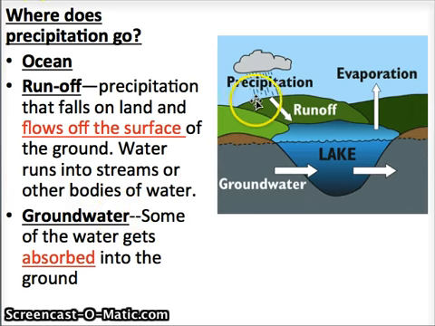Groundwater is when some of the water from the land will sink into the ground and it gets stored underneath the ground and forms a body of water called groundwater. So those are the three places where precipitation goes. And the cycle will start all over again because from the ocean, some of the water will evaporate, form clouds, it will precipitate. So this is the water cycle that keeps the water going around.